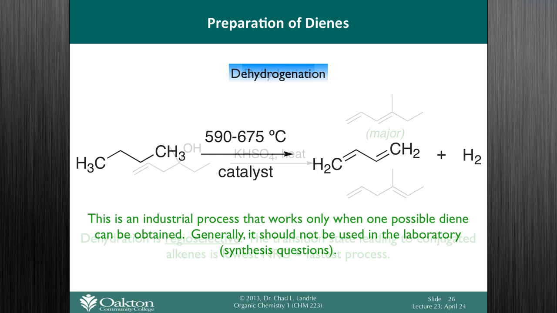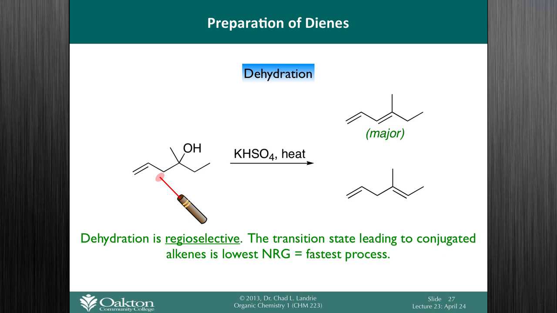Dehydration also occurs with allylic alcohols and homoallylic alcohols. We can see here that this is a homoallylic alcohol. This would be the allylic carbon. This is the homoallylic carbon, one position from the allylic. And in this case, if we protonate that alcohol with potassium hydrogen sulfate, we'd get a carbocation, and then elimination would give us a conjugated diene as the major product.